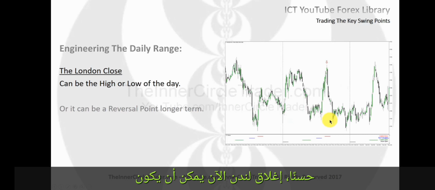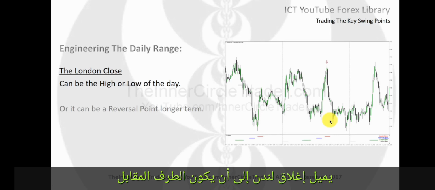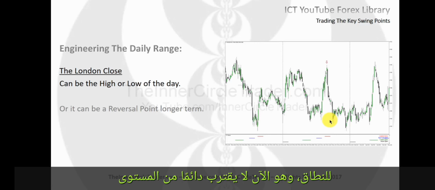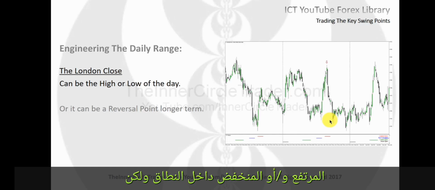Okay, the London Close. Now this can be the high or low of the day. Typically if we're bullish and London's created the low of the day, or Asia's created the low of the day, London Close tends to be the opposite end of the range. Now it doesn't always close the high end or low end of the range, but generally as a rule of thumb, I believe that it'll serve you well.